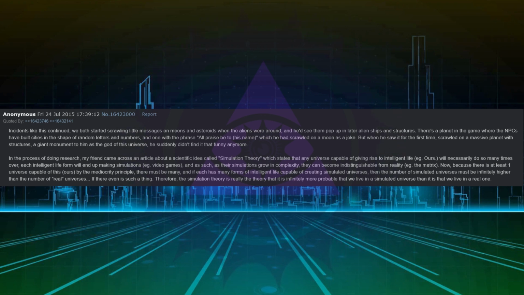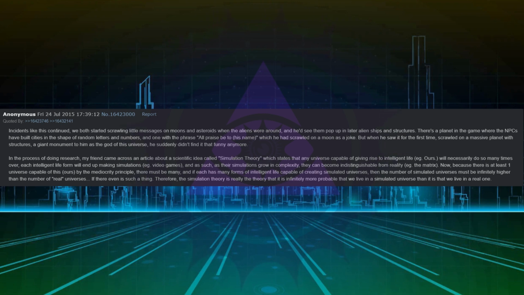There's a planet in the game where the NPCs have built cities in the shape of random letters and numbers, and one with the phrase "All praise be to his name," which he had scrawled on a moon as a joke. But when he saw it for the first time, scrawled on a massive planet with structures, a giant monument to him as the god of this universe, he suddenly didn't find it that funny anymore.